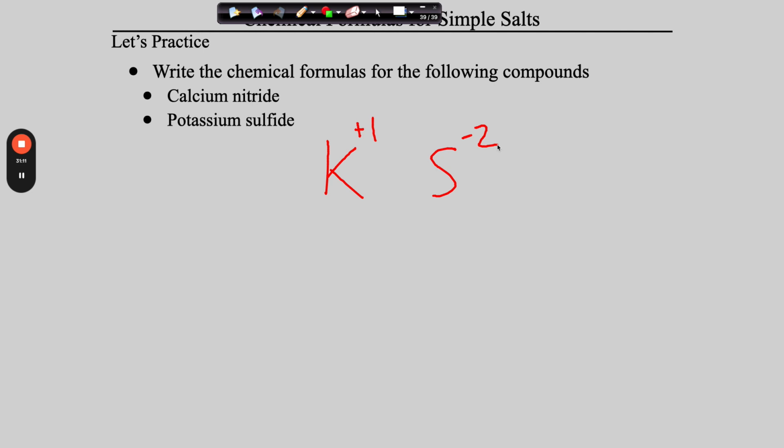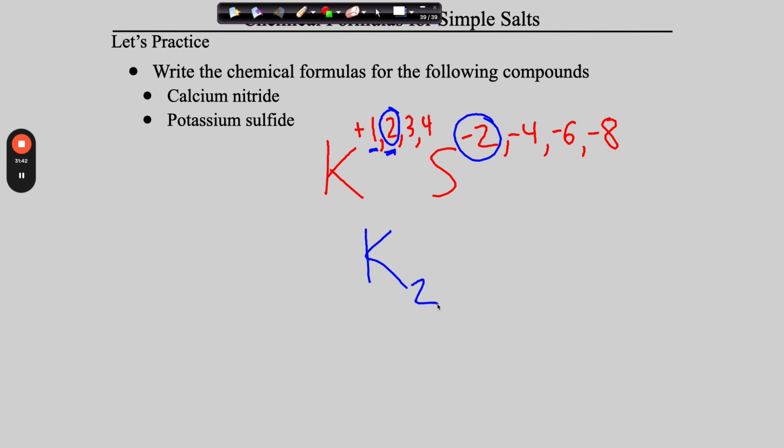The multiples of 1 are 1 and 2 and 3 and 4. And then the multiples of -2 are -2, -4, -6, -8, and so on. So now, where do the positives and the negatives meet up? Well, the first place that they meet is at 2. So now, how many potassiums do we need? Well, we need 2 potassiums to get to +2.